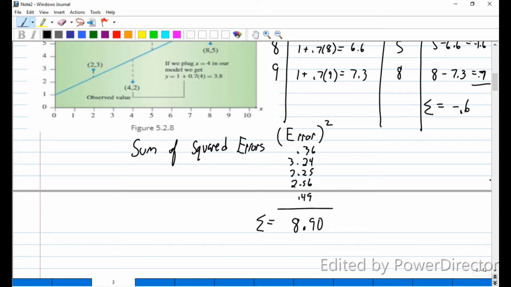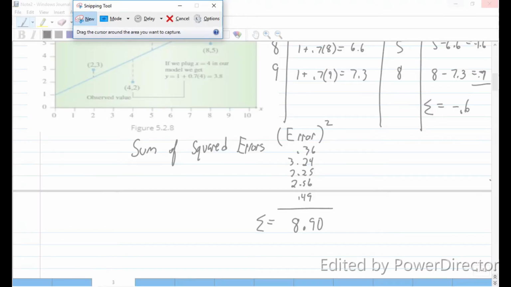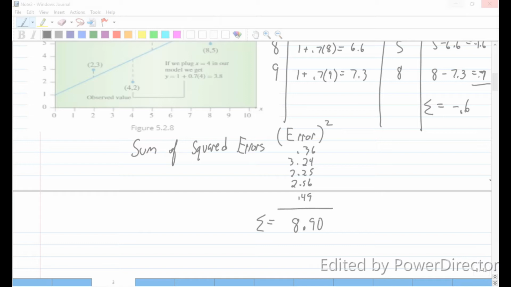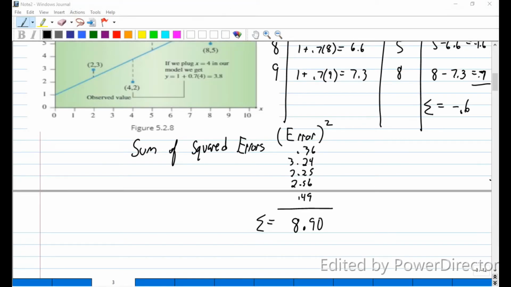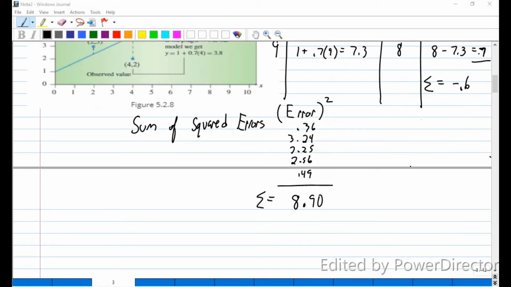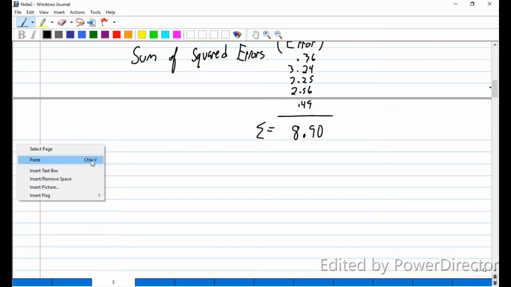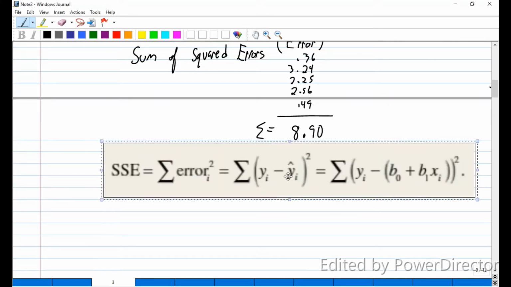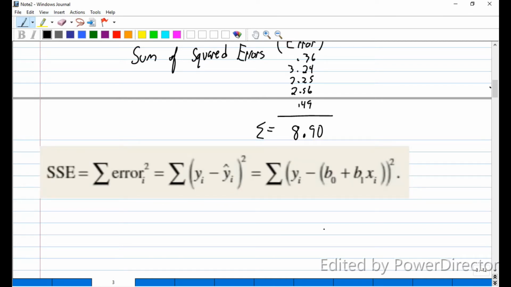Now, your book gives a formula for figuring it all out, and it's actually what we did, but the formula makes it look a lot harder than it actually is. I'll show you the formula just so you can see it and you'll know what it means, because it really wasn't that hard to find the error and then square it and take the sum of all that. But if you just need a formula to go by, here's the formula. And they call the sum of squared errors SSE.